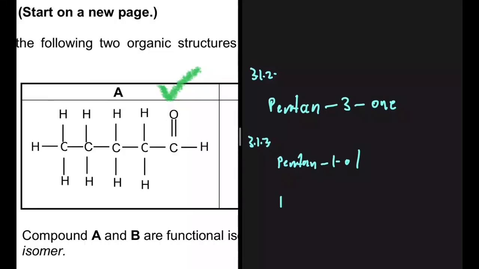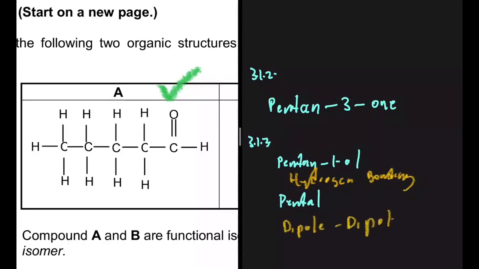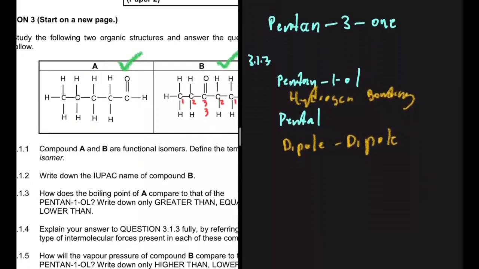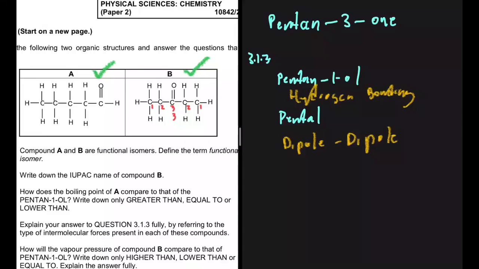So we have pentan-1-ol and pentanal. Pentan-1-ol is an alcohol, so it consists of hydrogen bonding. We have hydrogen bonding in alcohols. And then pentanal is an aldehyde. It consists of dipole-dipole, so the intermolecular forces in pentanal are dipole-dipole. In order to answer this question, you need to know which intermolecular force is generally stronger between hydrogen bonding and dipole-dipole. Compound A will have a lower boiling point compared to pentan-1-ol.